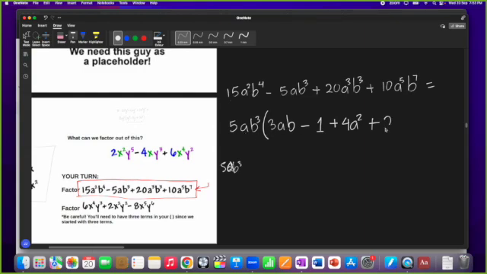5 2s are 10. A times A to the 4 will give me A to the 5. And B cubed times B to the 4 will give me B to the 7. And even though these two do have A and B in it, you can't factor it again, right? Because the 2 and the 3 are not factors at all. So this number is what all of them have in common.